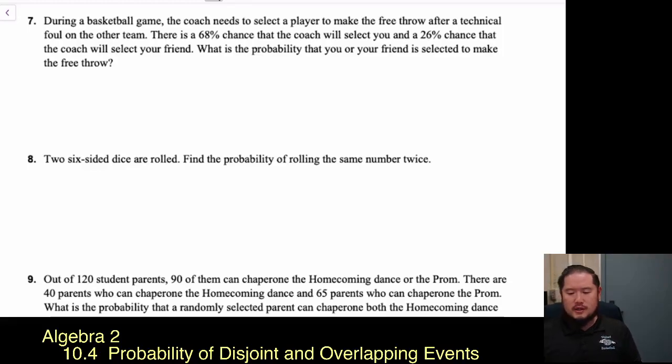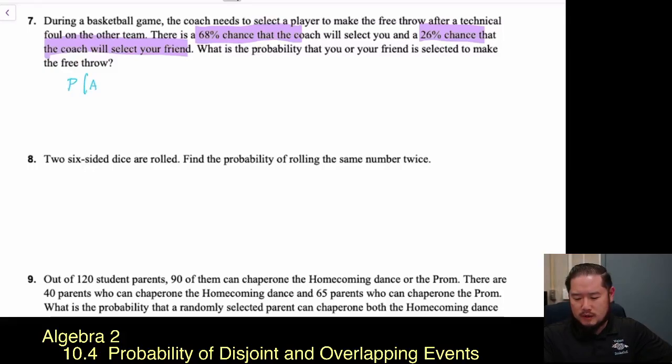All right. It says, during a basketball game, the coach needs to select a player to make the free throw after a technical foul on the other team. There's a 68% chance that the coach will select you. It's probably pretty important. And then a 26% chance the coach will select your friend. And it says, what is the probability that you or your friend is selected to make a free throw? So the probability of you or your friend, that will be probability of A or B. I think the big idea now is, are these events disjoint or is there an overlap there?